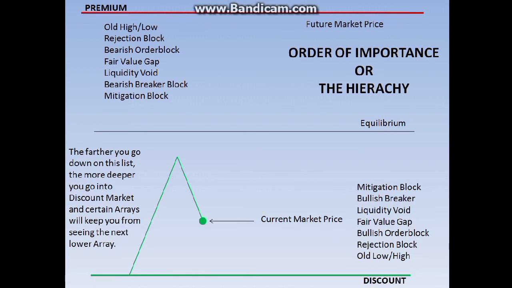I didn't want this video to be too long, and this is just the basics of it. This is a crude depiction of it, and if you have been following us for some time, you already know how to identify a mitigation block. You should know by now how to identify a breaker block, a liquidity void, a fair value gap, a bearish order block, a rejection block, or an old high or an old low. That is all for this episode.